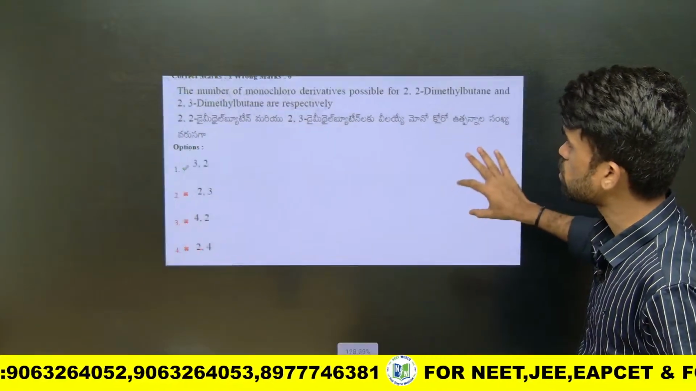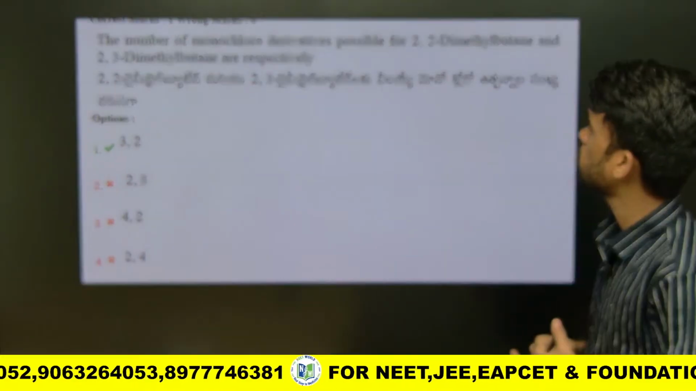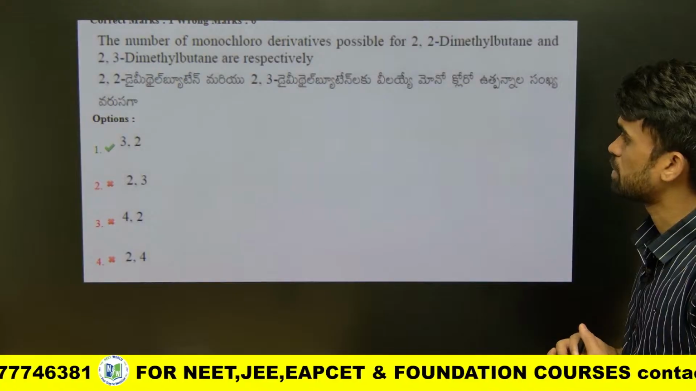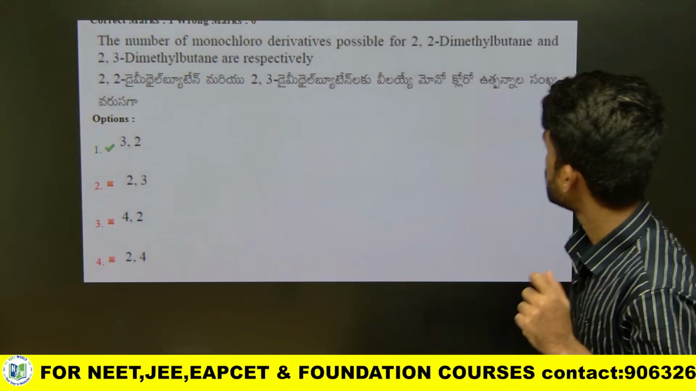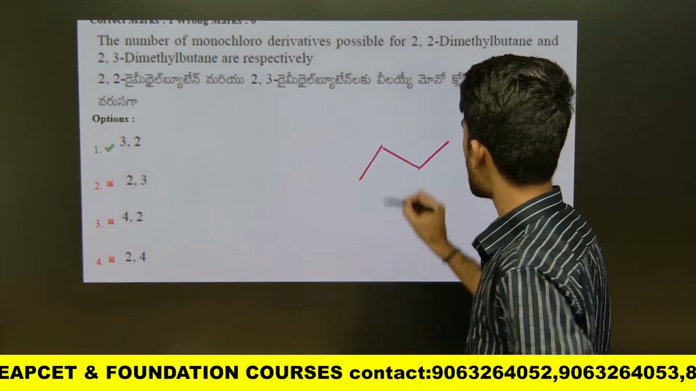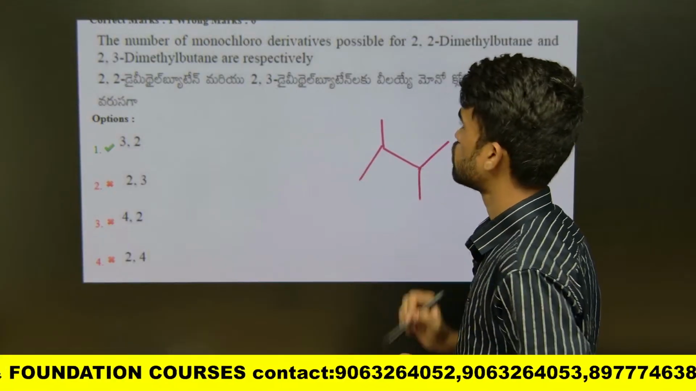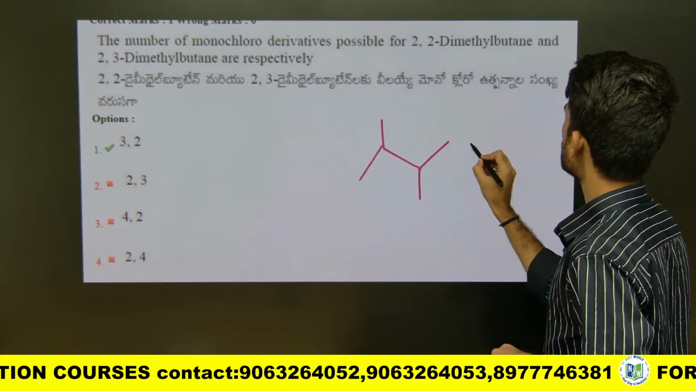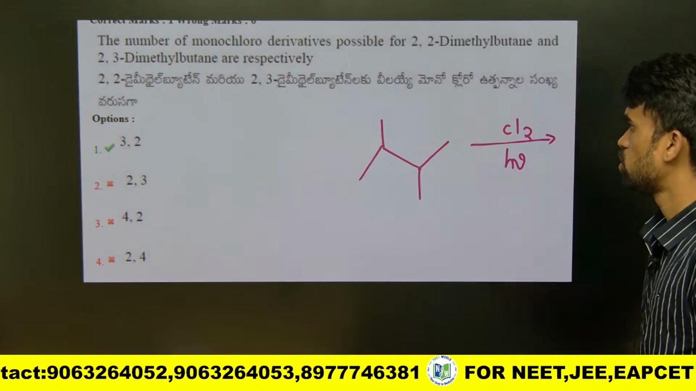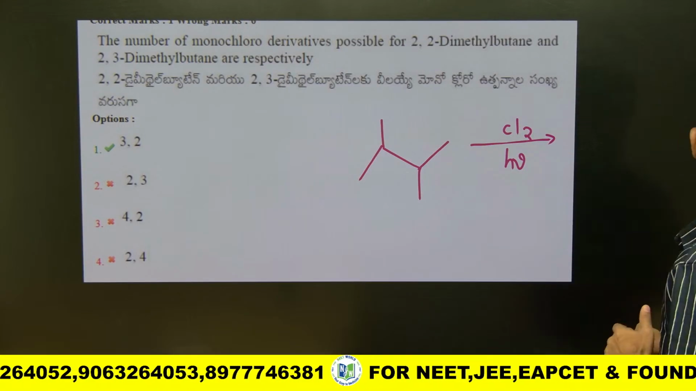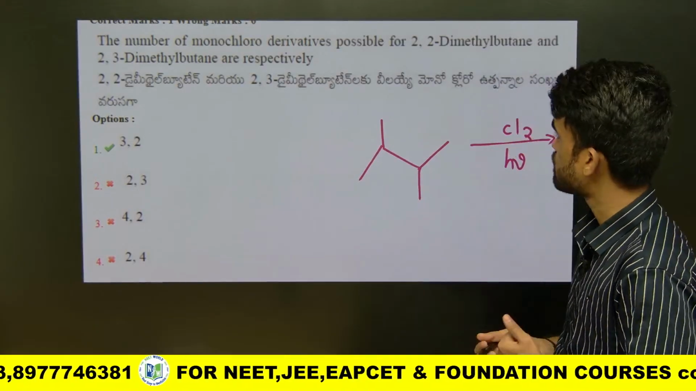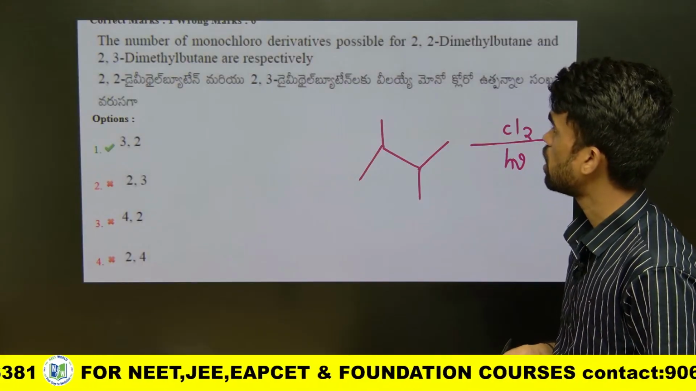Here I have a question for you. Tell me the number of monochloro derivatives possible for 2,2 dimethyl butane and 2,3 dimethyl butane respectively. How can you do this? Take 2,2 dimethyl butane: write the structure of butane like this, with 2,2 meaning this is the 2 position and this is also the 2 position. On this you have to do monochlorination, which happens in the presence of sunlight. It follows the free radical substitution mechanism. Now see what different positions are possible for this compound, and check them.